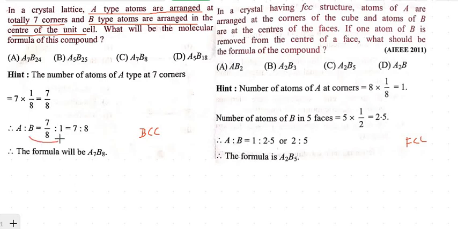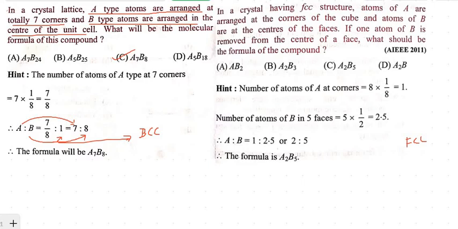Because it is BCC. I hope you are getting it. So A is to B, that is 7 by 8 is to 1, and if you take LCM or cross multiply, that becomes 7 is to 8, and the formula will become A7 B8. So the correct formula is A7 B8. Now moving to one more example.